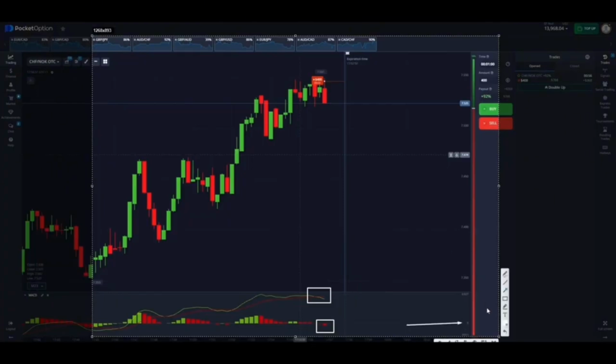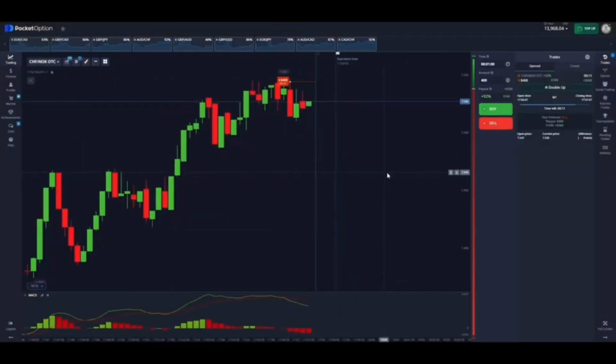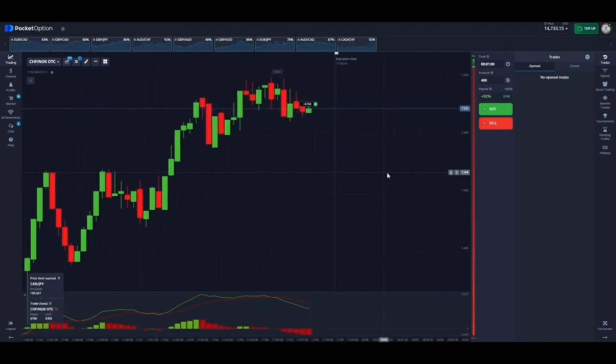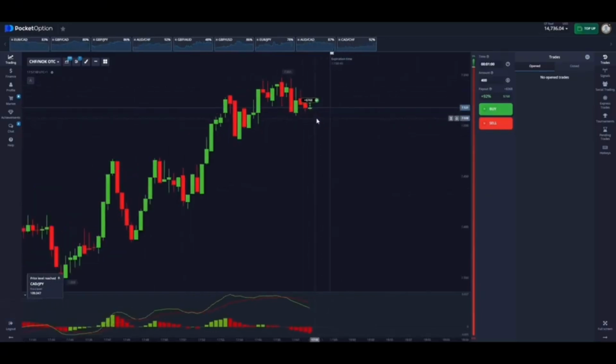So I'm waiting for this trade to complete, and then I'll add some OTC currency pairs and show a couple more examples on them. The second signal in my strategy brings me $368, and now I'll add a few more currency pairs from the OTC market.